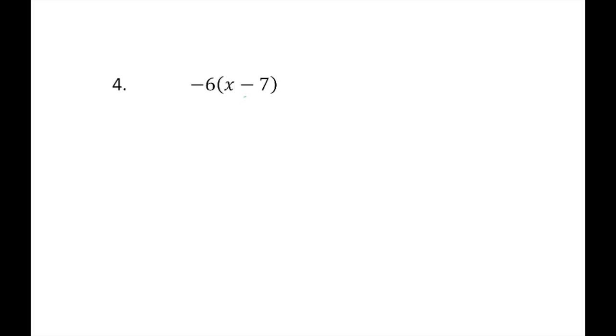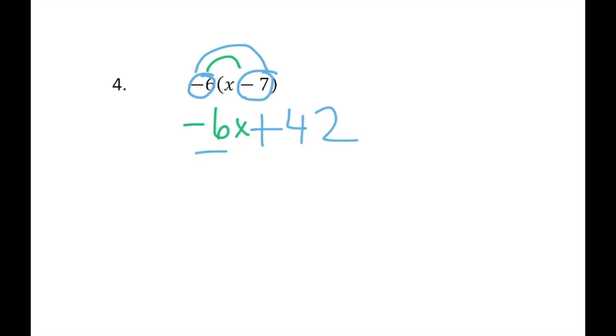If you don't like changing the signs, you can do it this other way. Negative 6 times x is negative 6x, and I'm just going to do this in one step this time. Then I look at the next part as a negative 6 times a negative 7. Well, what is a negative times a negative? It is a positive. What is 6 times 7? It is 42. Again, can I combine a negative 6x and a 42? No, so my final answer is negative 6x plus 42.